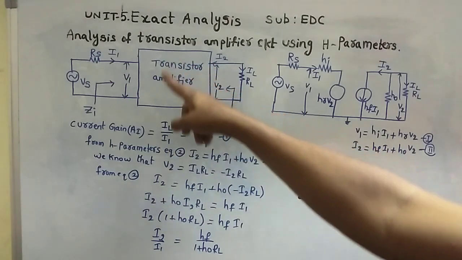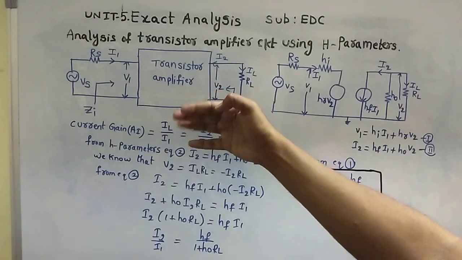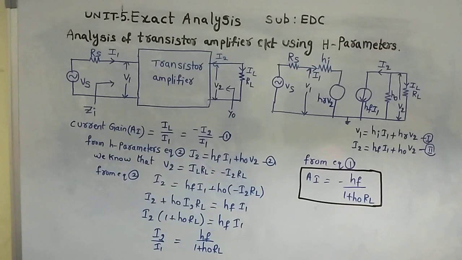The transistor amplifier circuit may be common emitter, common base or common collector configuration. For all configurations, we are seeing one unique derivation. If in the examination they give common emitter configuration, in place of the H parameters you can write HFE, HOE, HRE and HIE. That is the exact analysis of the transistor amplifier in CE configuration. Like that we can write the answer.